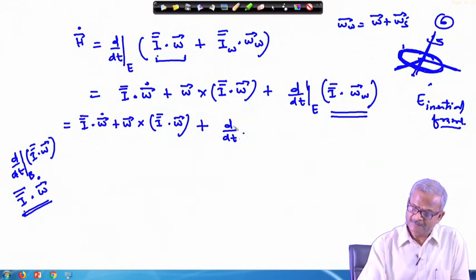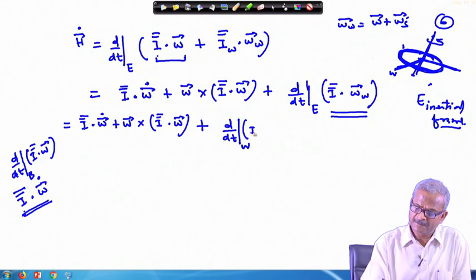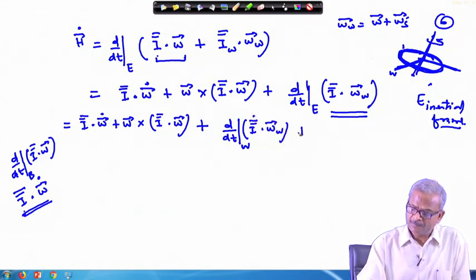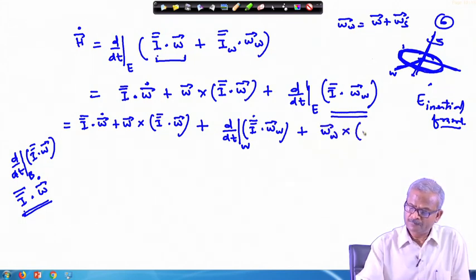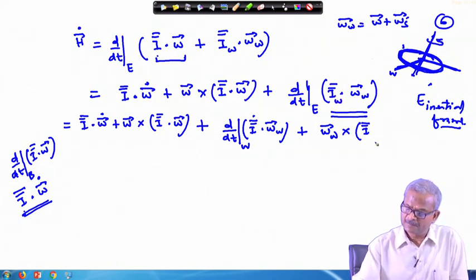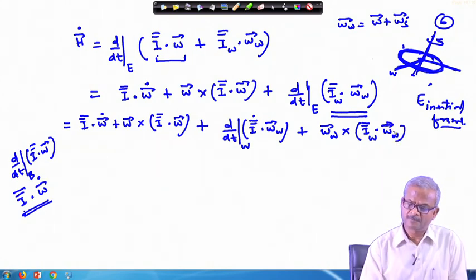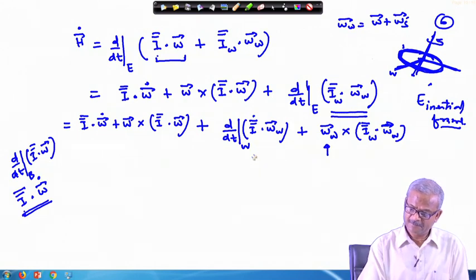So, while writing this equation, I have to write with respect to, say, this is the wheel axis. So, I have to write it like this. This is with respect to the wheel axis, and plus omega wheel cross I double bar wheel. So, see the difference here.